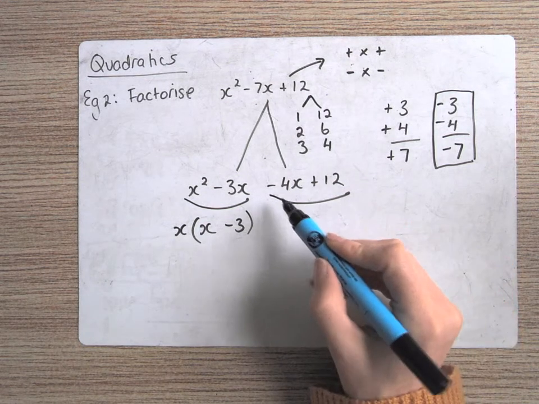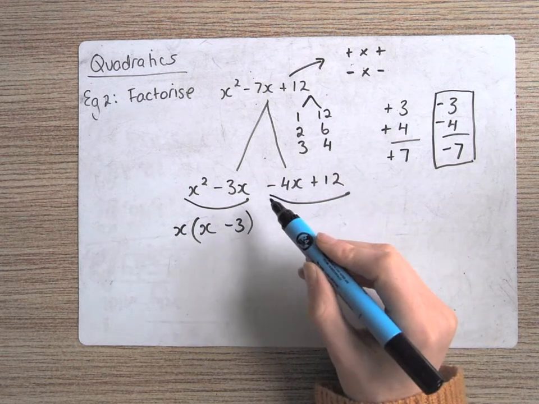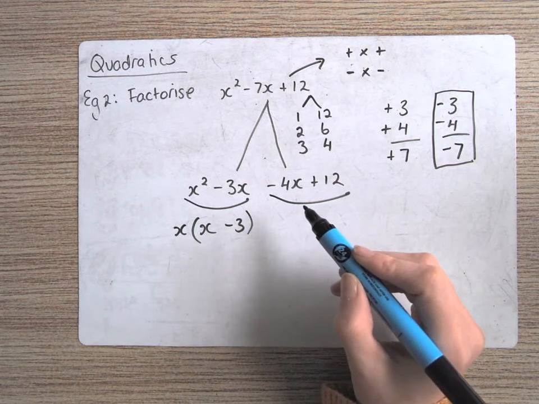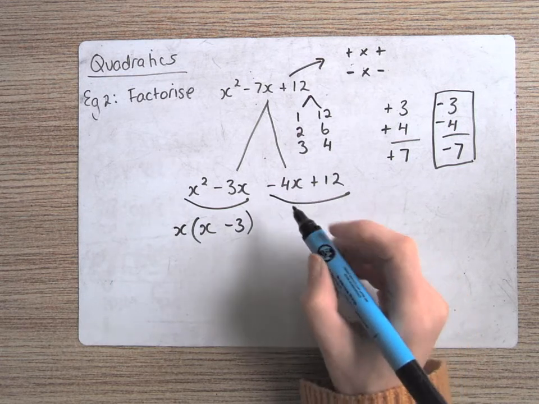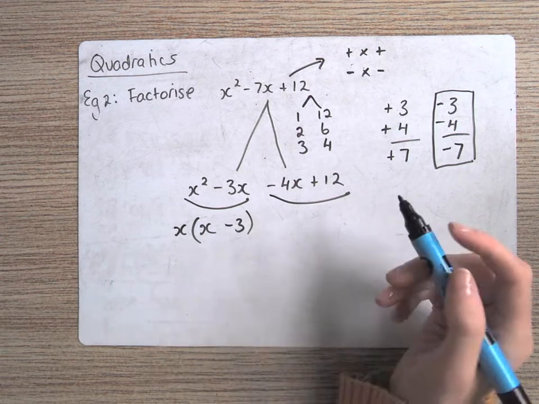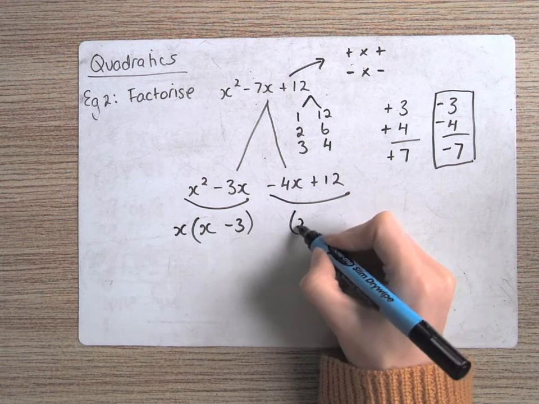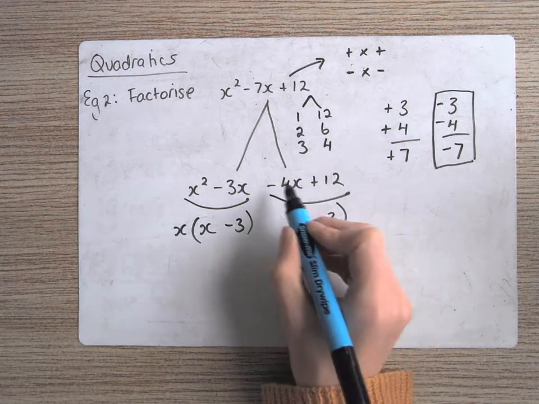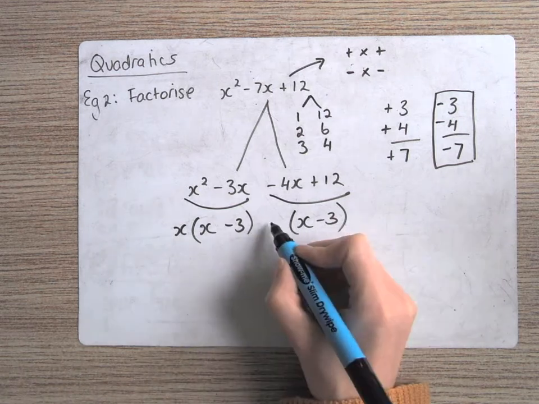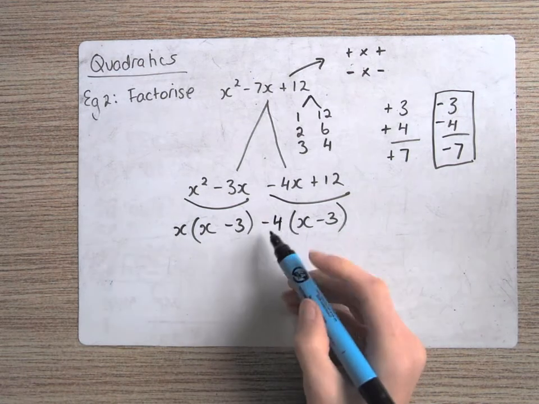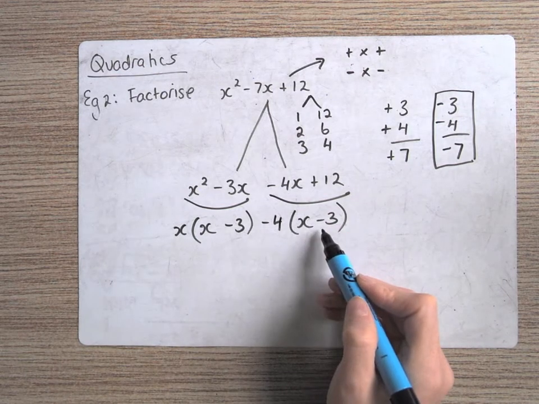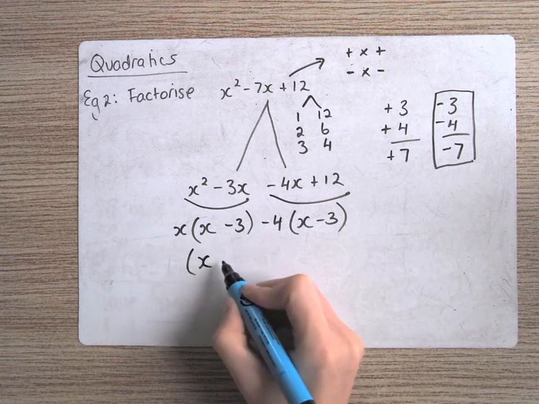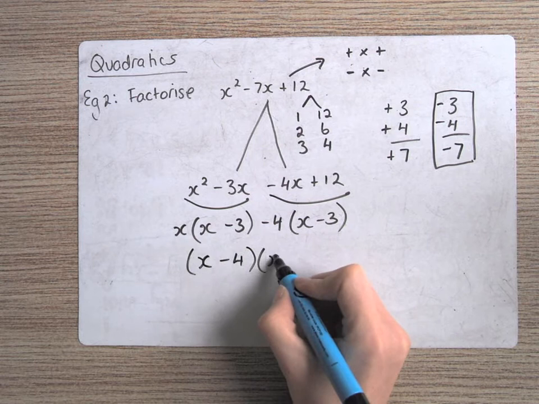What's common here? Are we sure which? It's minus 4. Do you want to do your trick? Write down the x minus 3 and work backwards. Something by x gives me minus 4x: minus 4. Good. And then minus 4 by minus 3, minus by minus? Plus. And my last line, x minus 4, x minus 3.